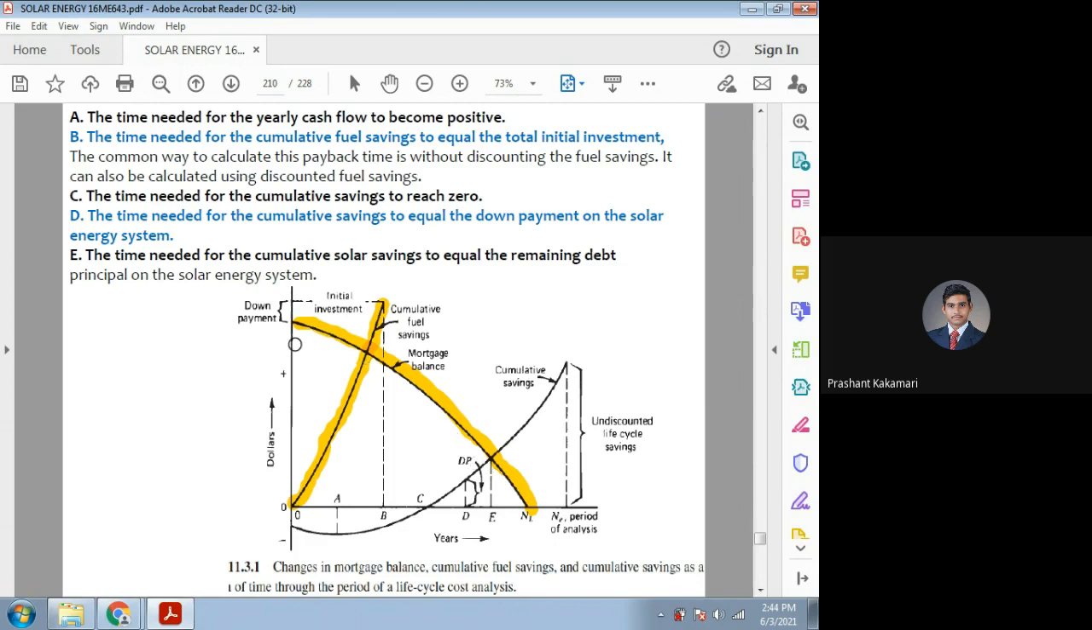That loan curve will initially be very high because you have taken a lot of money. Once you go on paying month by month or year by year, it will go on decreasing, and one day it will close. Next, the third curve I was telling about is this one. This is the cumulative savings, or the benefit you are getting from the solar system.